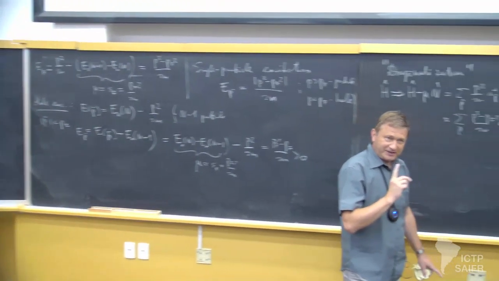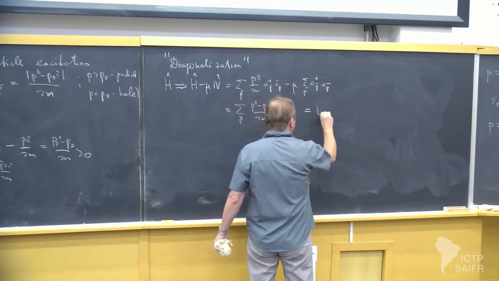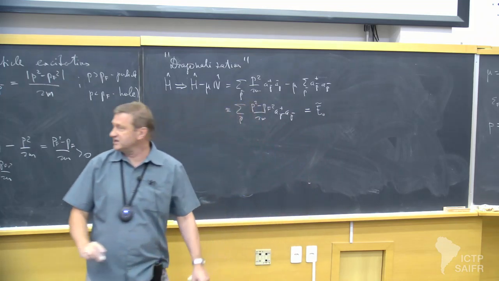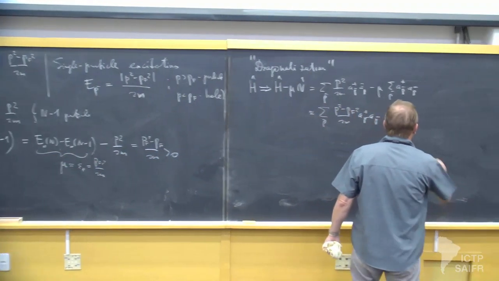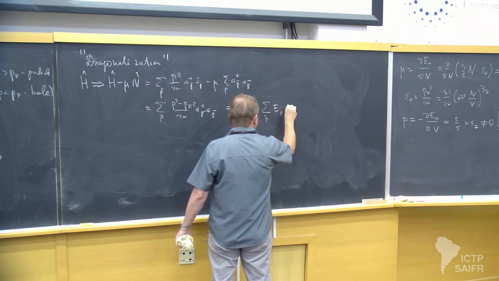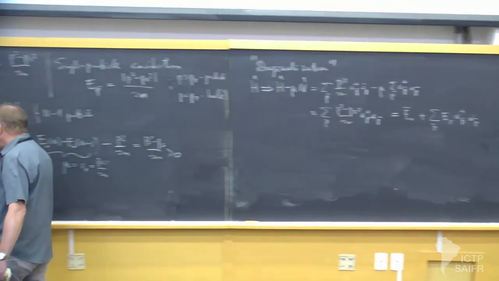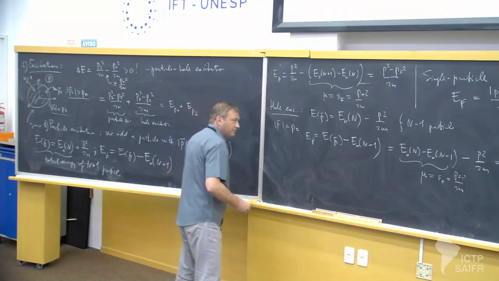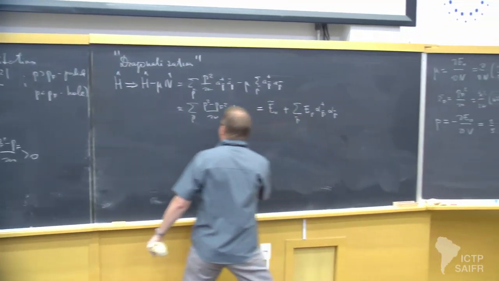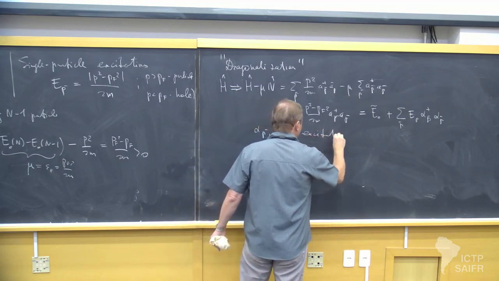Now we want to diagonalize it. What does diagonalization mean? You write it in the form of E0, here I can put a tilde to distinguish it from the E we had before, because I subtract something, plus the sum over p of E_p alpha_p dagger alpha_p. This is what diagonalization means. You write it in this form where alpha_p and alpha_p dagger are excitation operators.